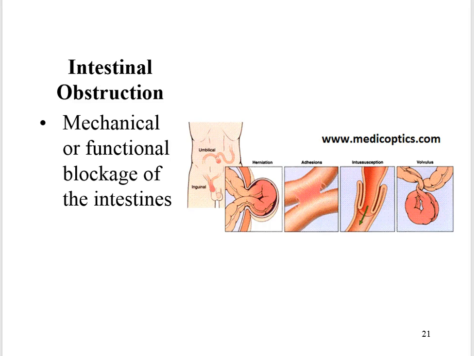Intestinal obstruction. It can be a mechanical or functional blockage of the intestines. So you can have herniation, adhesions, intussusception. Intussusception is when the intestine, they call it telescoping on one another, so part of the intestine goes into the other part. And a volvulus is the twisting of the intestine upon itself.